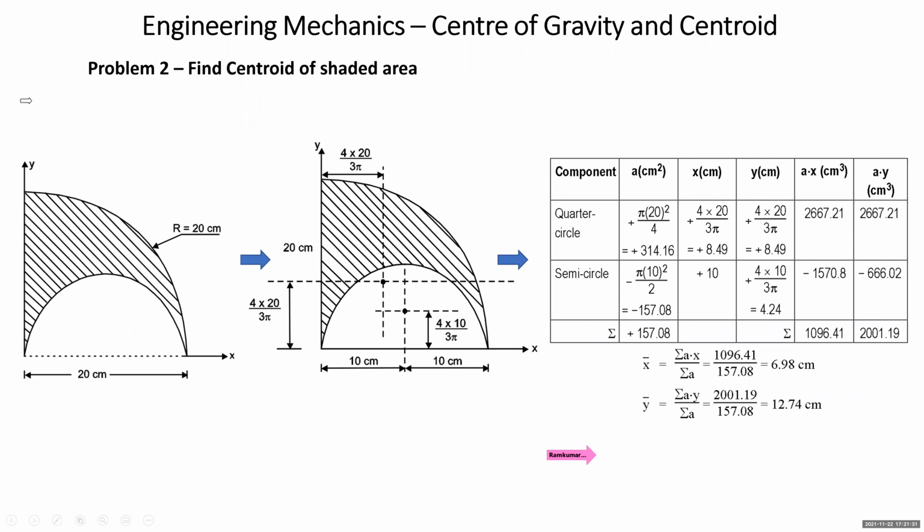He is asking you to find the centroid of the shaded area. If I ask you to calculate the centroid of the shaded area, how will you find it? Very simple question. You'll say, I'll have to take the quarter circle as positive and the semicircle area has to be subtracted.